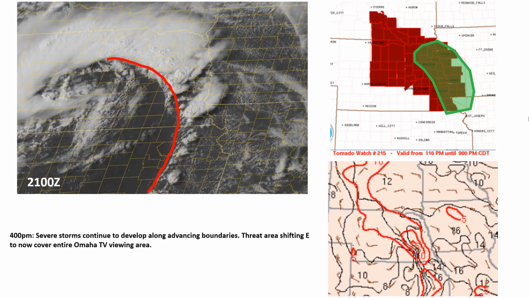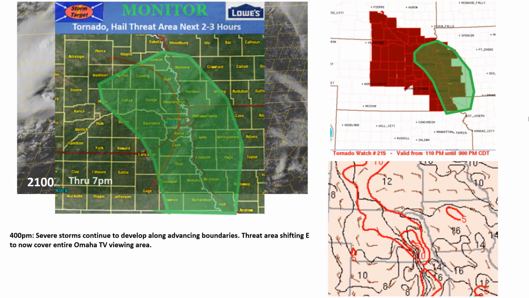By 4 p.m., or 21Z, the band of severe storms had shifted eastward and was approaching the Omaha, Nebraska area. Note the eastward shift of surface convergence over eastern Nebraska to maintain the storms. This would lead to an eastward shift in the threat area for the next 2 to 3 hour period, covering much of the Omaha TV viewing area, the eastern part of the watch area, as shown on the updated monitor graphic and as suggested in the chat message.